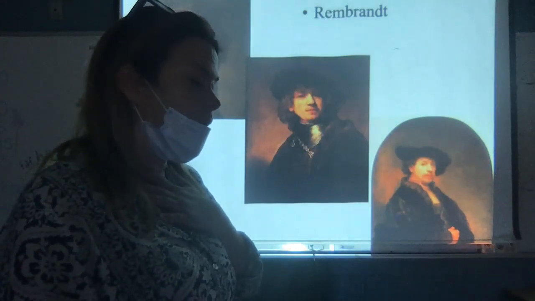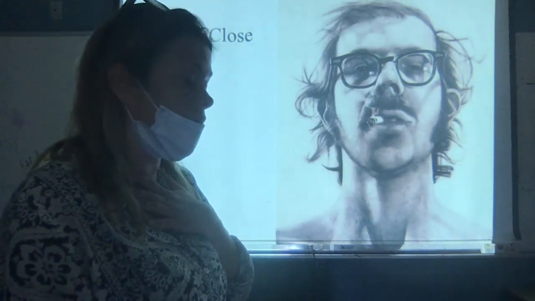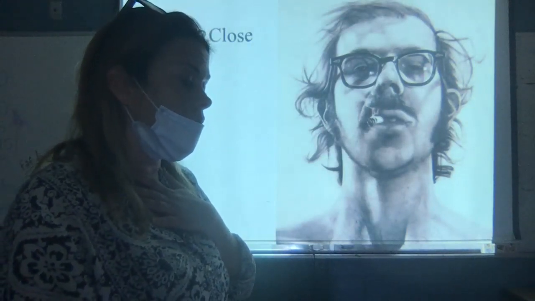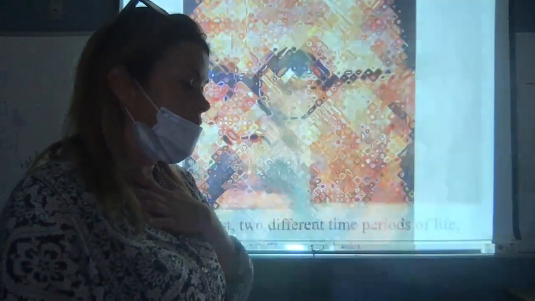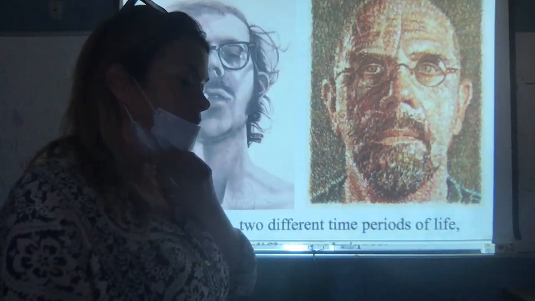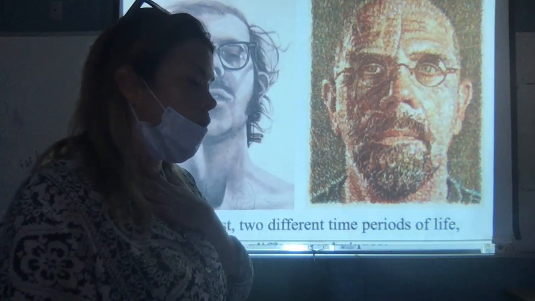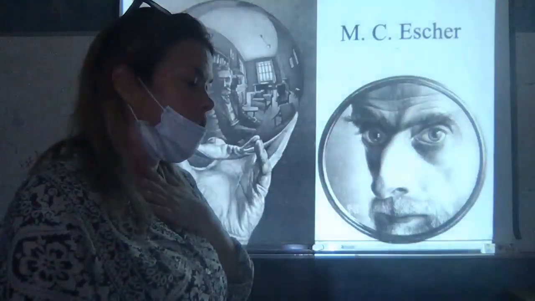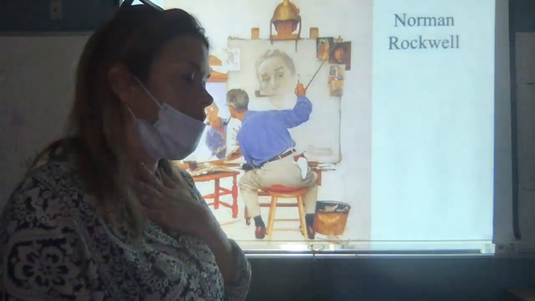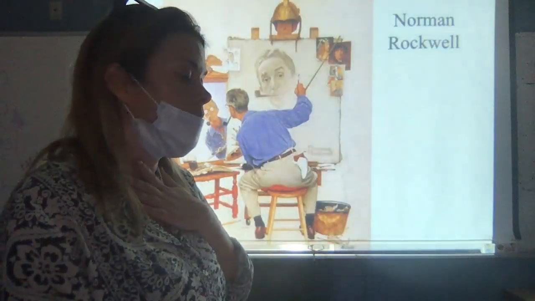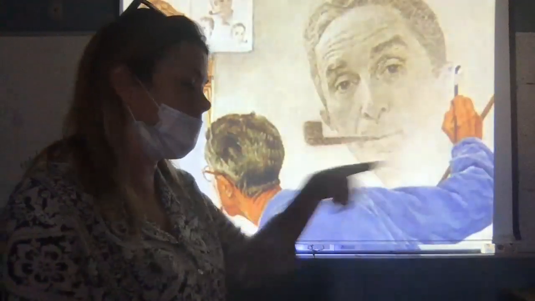Rembrandt, you've studied some Rembrandt. Chuck Close, we've done some, I know y'all did Chuck Close's self-portraits or studied him a little bit. These things are gigantic. Same artist, 2 different time periods of his life, 2 different drawing techniques. One is also in a pencil value. MC Escher did a lot of really cool optical illusions. Norman Rockwell is a very famous American artist. Here he is drawing himself while painting himself.